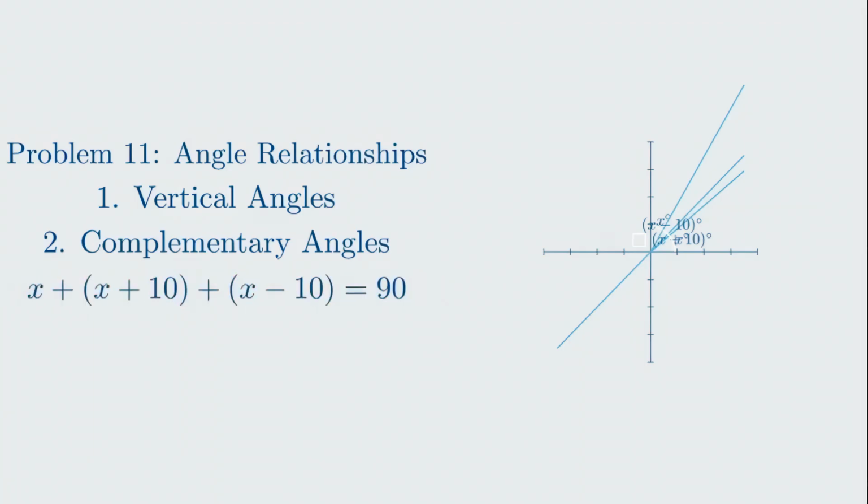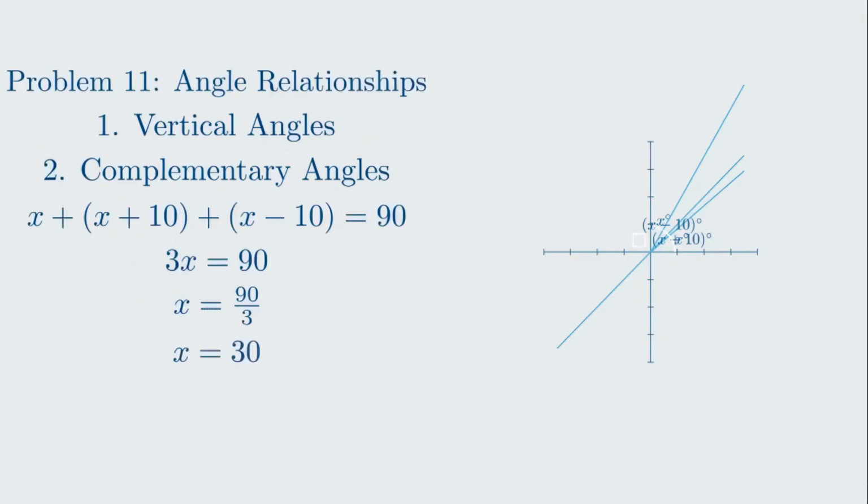Now we can simplify and solve for x. Notice that we have a plus 10 and a minus 10, which cancel each other out. This leaves us with x plus x plus x, which simplifies to 3x, so 3x equals 90. To find x, we divide both sides by 3. 90 divided by 3 is 30. Therefore, x equals 30 degrees.